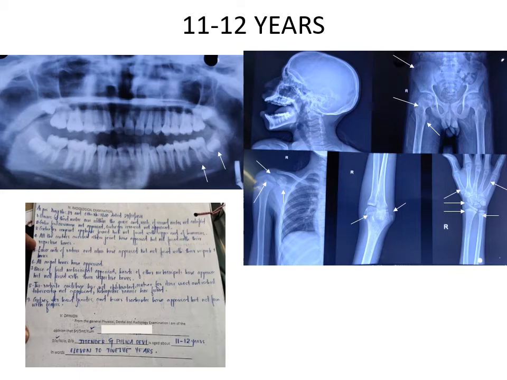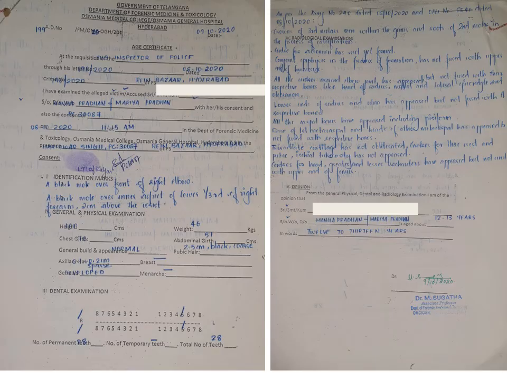Here triradiate is almost getting obliterated. Head, greater and lesser trochanters have appeared and are in the process of fusion but not complete. Iliac crest and ischial tuberosity have not appeared still. This is how the report is.